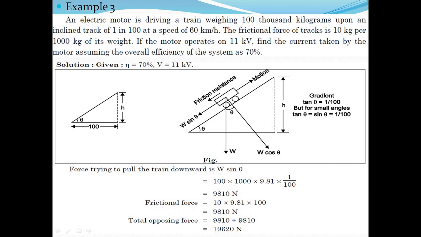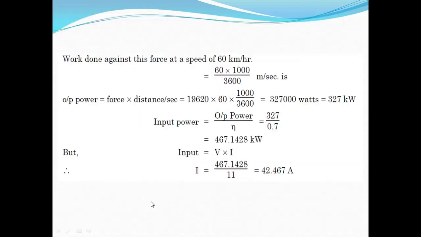Then the speed is given as 60 km per hour, so we convert it into meters per second. Then the output power is equal to force into distance upon seconds, because force into distance is work done upon time. Input power is output power upon efficiency, and then you find out the value of current.